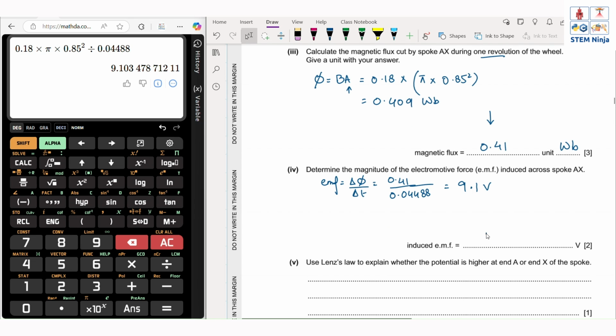So induced EMF is 9.1 volts. If we had done 0.045, we would have gotten the same thing.